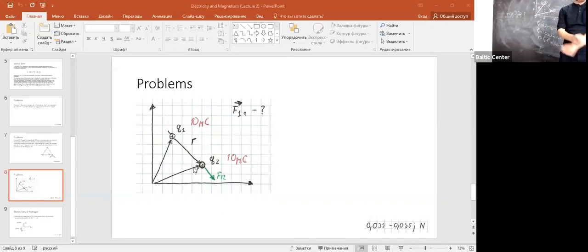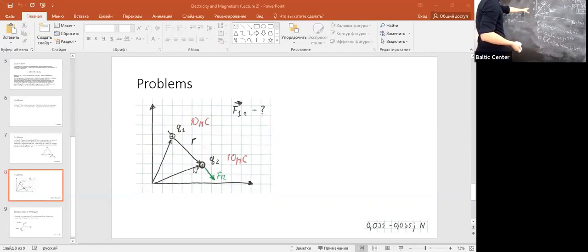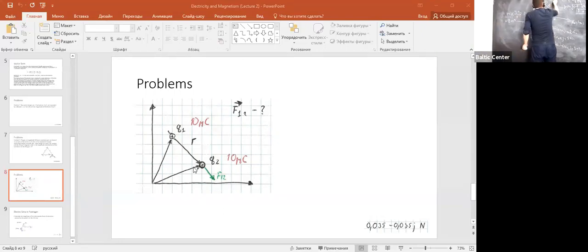Okay. So can you calculate this one now? K is equal to 9 multiplied by 10 to the 9, multiplied by Q1 and Q2. Q1 and Q2 are equal, 10 microcoulomb each of them. It means 10 multiplied by 10 to the minus 6, which is equal to 10 to the minus 5. Okay? So 10 to the minus 5 multiplied by 10 to the minus 5 is equal to 10 to the negative 10. Okay? Divided by R squared.